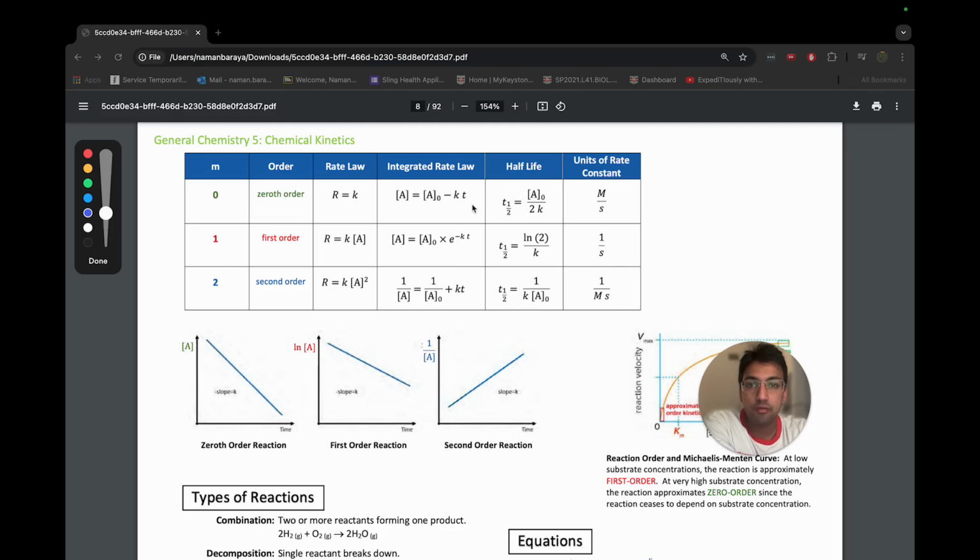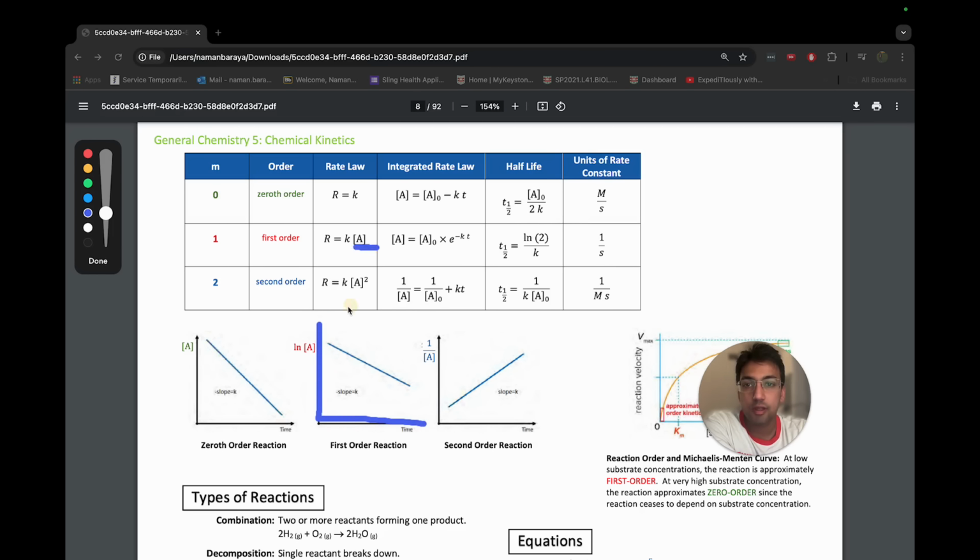okay, if I plug in where does a equal half of a naught, then you subtract this on both sides. You get negative 1/2 of a equals negative kt. You get kt equals 1/2 a naught, and then you get the half-life is equal to a naught over 2k. And I would recommend you just working that out by hand. It'll make sense. Okay, the next one is a little bit more complicated, first order.